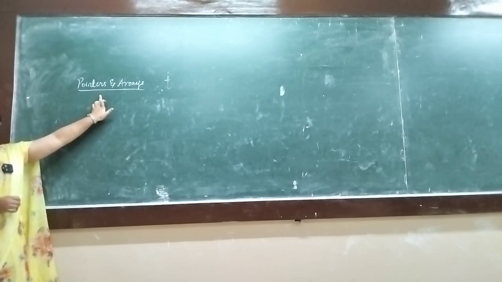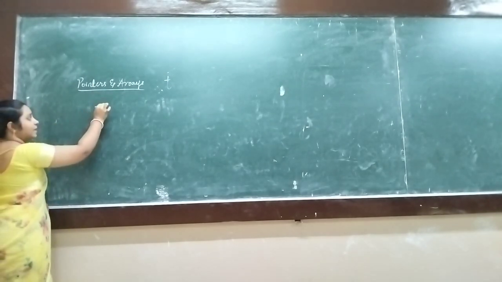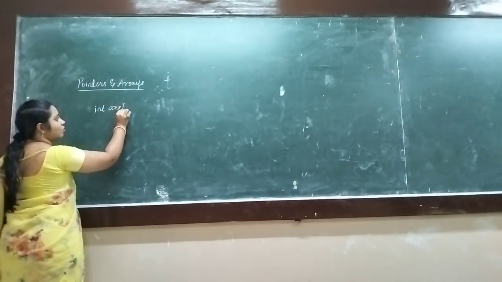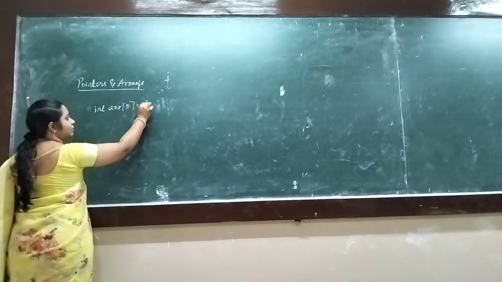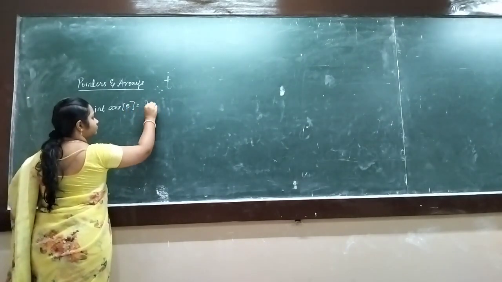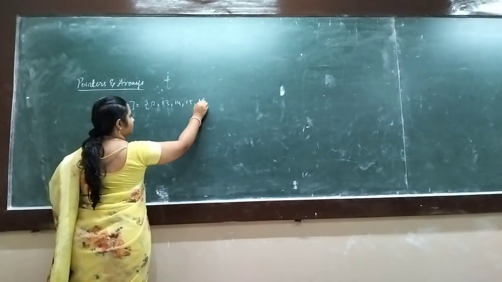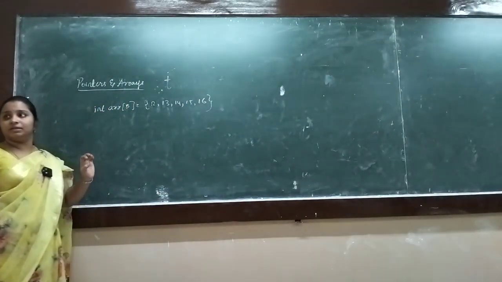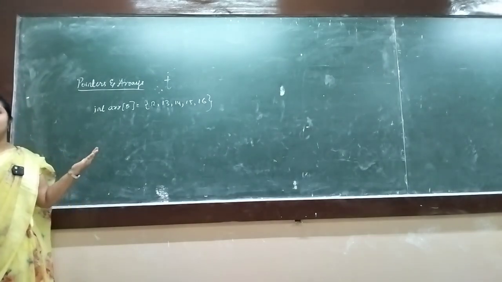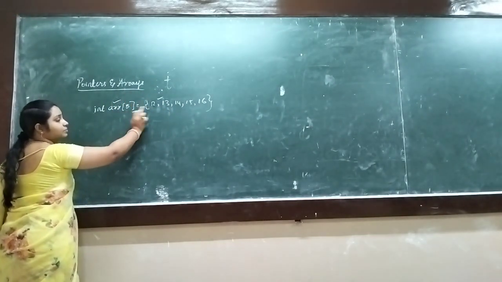We are going to discuss pointers and arrays. See, here I am declaring an array of size 5 equal to 1, 2, 3, 4. Got it? What have I done here? I declared an array. Now declare a pointer. Here I am declaring and initializing. I am doing both.